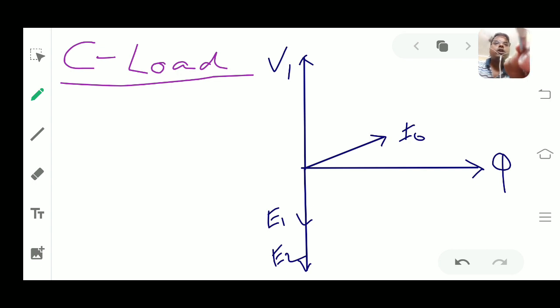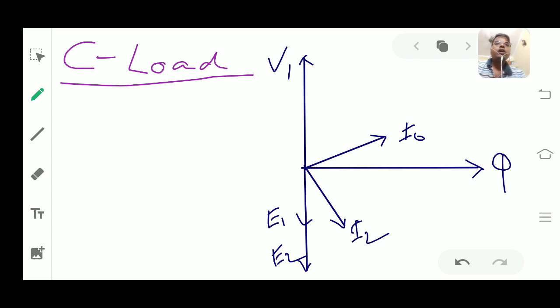Now we will draw I2. Okay. So since this is a capacitive load, I2 current will lead the voltage E2. As always in capacitive load, current leads the voltage. So here also this will lead by an angle. If it leads, it will be on this side. So say this is I2.